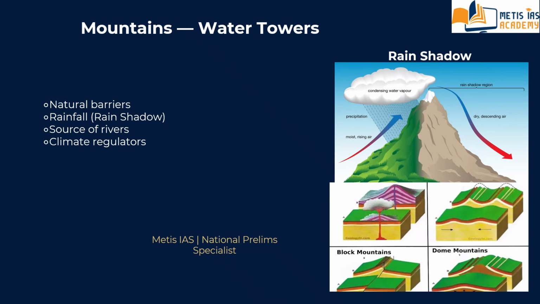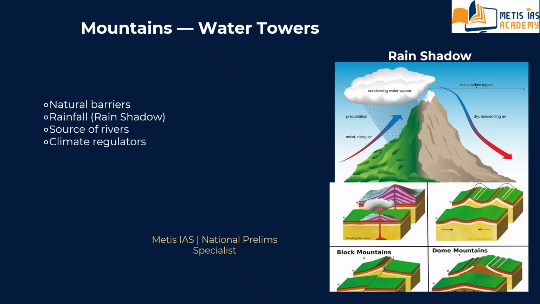So in the major landforms, we are going to discuss mountains. First and foremost, mountains. In the major landforms, we are going to discuss three types of landforms: mountains, plateaus, and plains. In the first instance, we are going to discuss mountains.